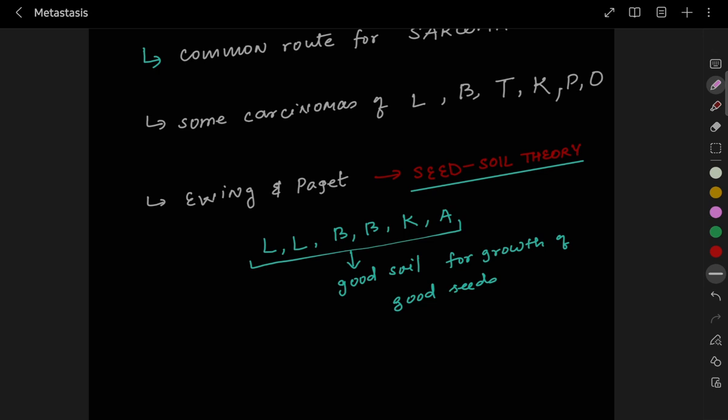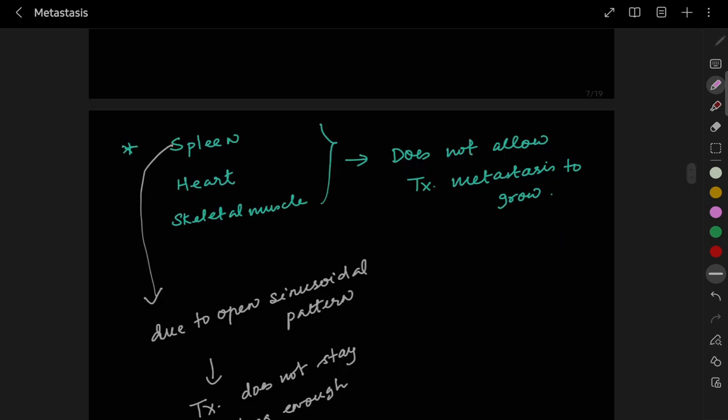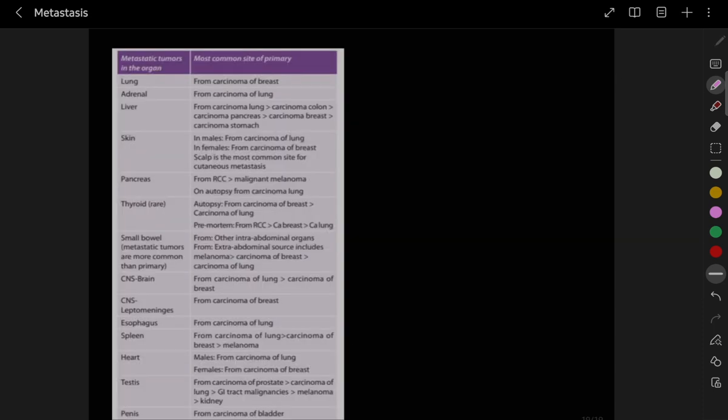So we learned that there are some organs and tissues in our body that may be unfavorable soil for the growth of tumor deposits. The examples we discussed are the spleen, heart and skeletal muscle. They are unfavorable soil for the growth of the tumor, so metastasis usually doesn't happen here. This is a table I have taken from Ramdas Nayak.